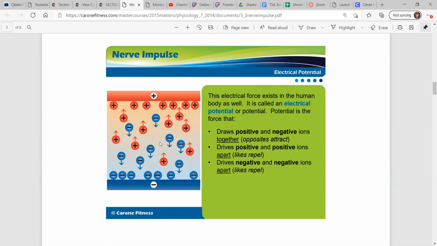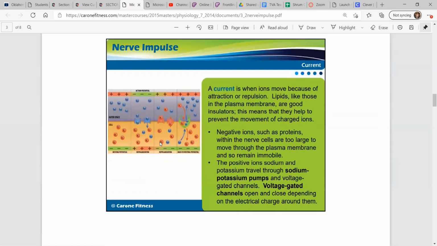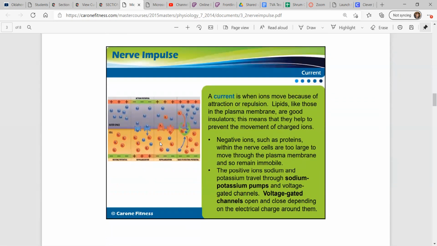Within the body, it's called an electrical potential or just potential. Potential is the force that draws positive and negative ions together. Think of opposites attract, likes repel. This is called electrical potential. A current is when ions move because of attraction or repulsion. So anytime these ions are moving, that is a current.